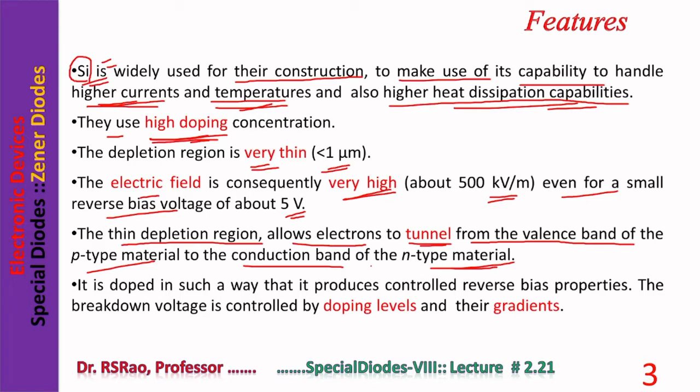He is telling that because of the thin depletion region, tunneling phenomena becomes significant and electrons and holes cross from one side to another side, even though their energy is not sufficient to surmount the barrier. It is doped in such a way that it produces controlled reverse bias properties. The breakdown voltage is controlled by doping levels and their gradients.